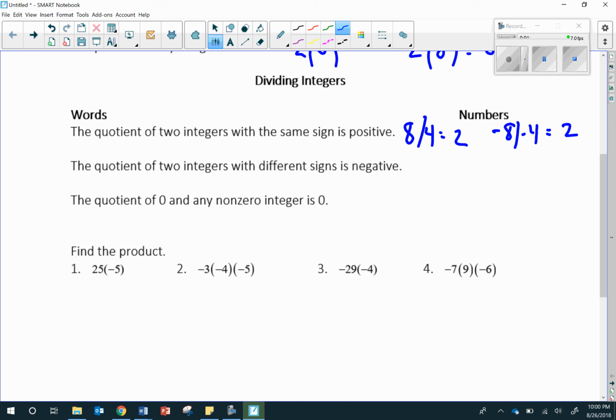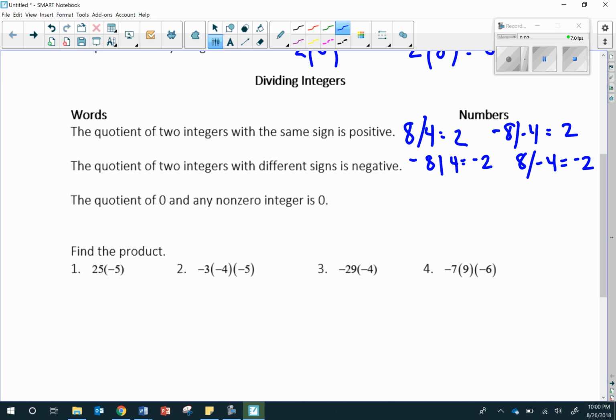The quotient of two integers with different signs is negative. So if we take negative 8 divided by 4, our quotient is negative 2. Or if we take 8 divided by negative 4, our quotient is also negative 2.